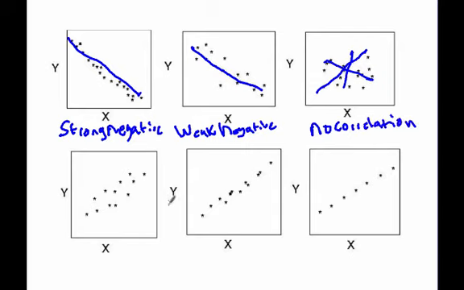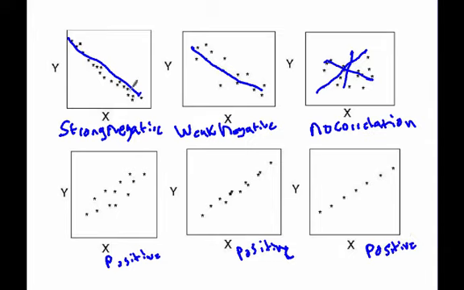Now down on the bottom here, notice that the points in these two graphs tend to trend upwards. As x gets bigger, y also gets bigger. So these both have positive correlations, as does this one. Oh, my pen didn't want to write. As does this one at the end here.